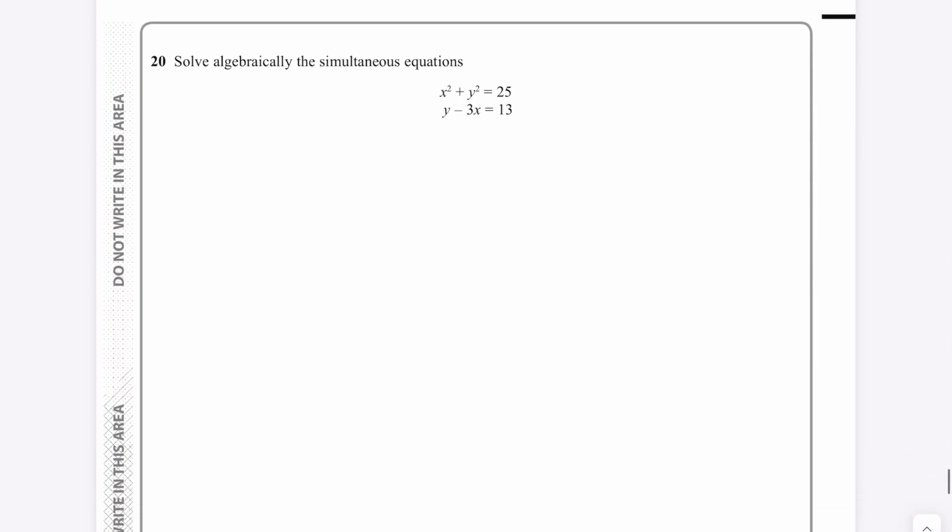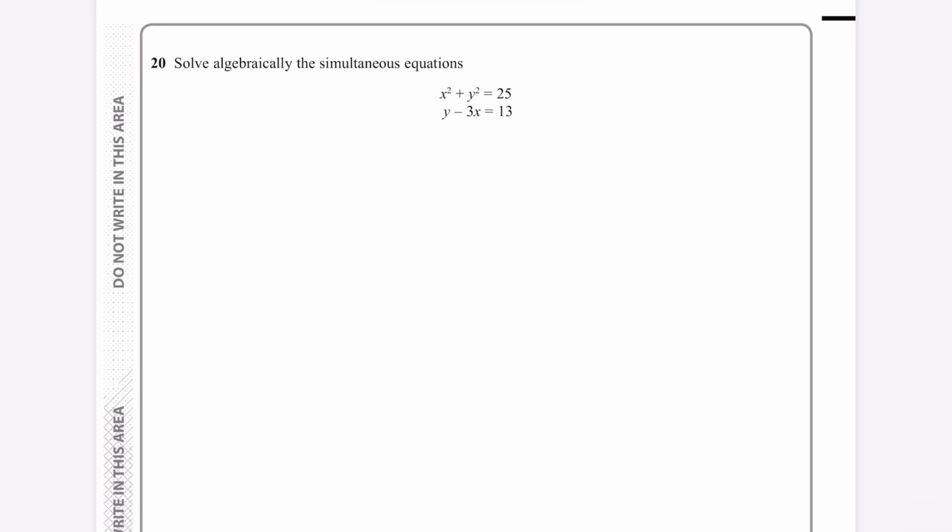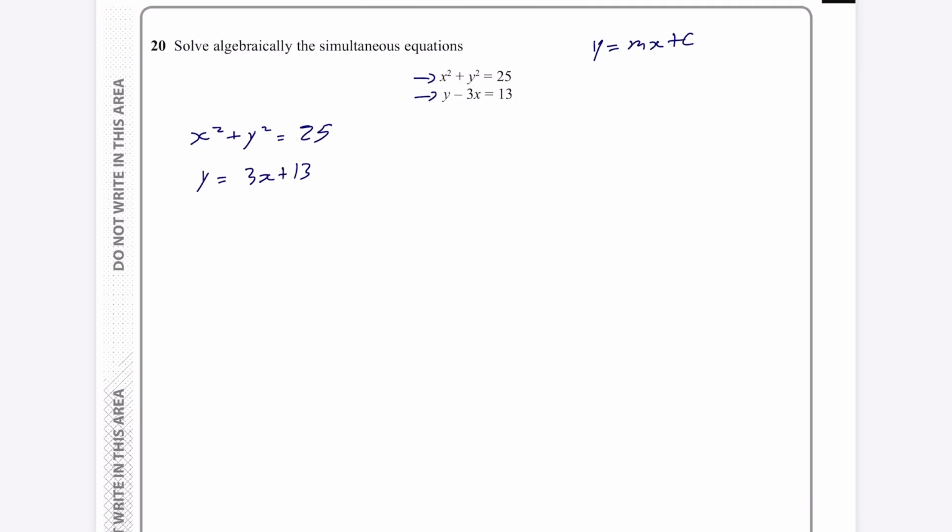Solve algebraically the simultaneous equations x squared plus y squared is equal to 25 and y minus 3x is equal to 13. So in this case, you normally want to substitute something into this equation and you want to rearrange this equation. So let's write that down here. So we have x squared plus y squared is equal to 25. And then the equation at the bottom we can write as y is equal to 3x plus 13. I've just rearranged that so it's in the form y is equal to mx plus c. It doesn't need to be in that form, but we just want y or x on one side. You could rearrange it for x or y, it'll work either way.